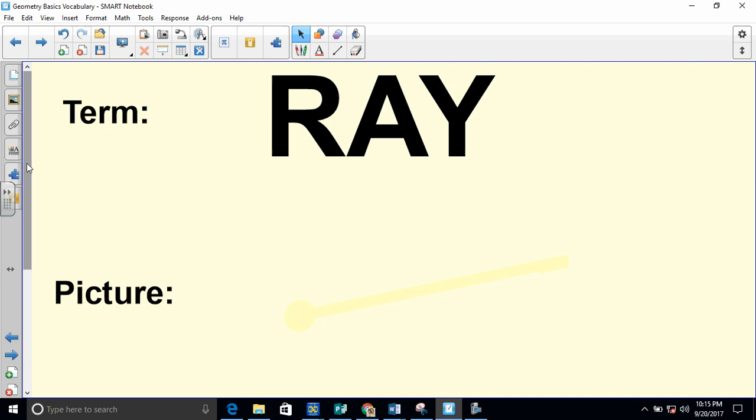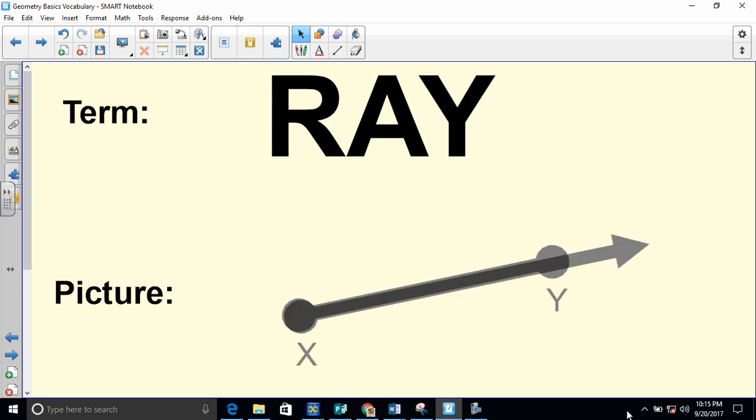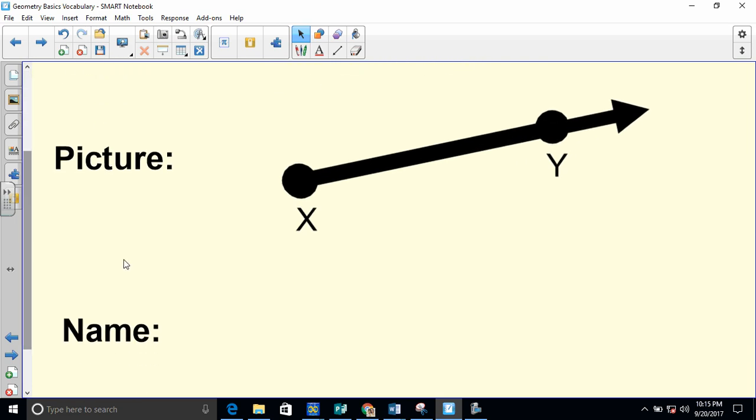Our next term is a ray. A ray has an endpoint and then goes on forever in one direction. As you can see, at X there's an endpoint, and at the other end there's an arrow, telling me it just keeps going on forever. To name a ray, I put a line with an arrow on only one end, and name it by 2 points that are on the ray, X and Y. This is the symbol for ray XY.